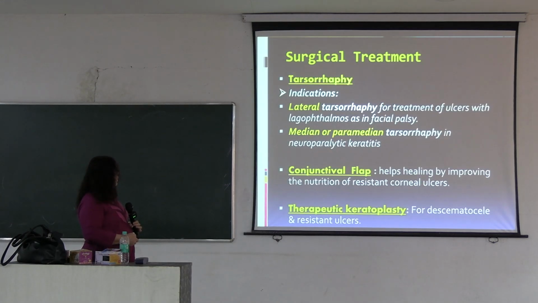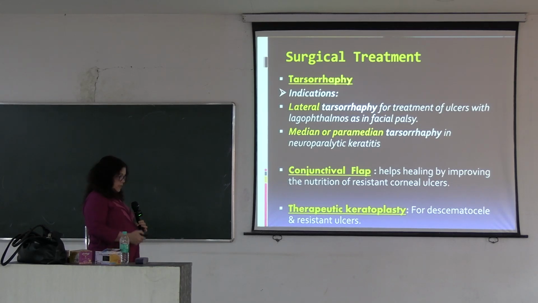Tarsorrhaphy is of two types. It may be lateral tarsorrhaphy and median or paramedian tarsorrhaphy. Lateral tarsorrhaphy is done in case of lag ophthalmos or facial palsy, and paramedian or median tarsorrhaphy is given in case of neuroparalytic keratitis. Then conjunctival flap. In case of a peripheral corneal ulcer, we apply the conjunctival flap to improve the healing of the corneal ulcer.